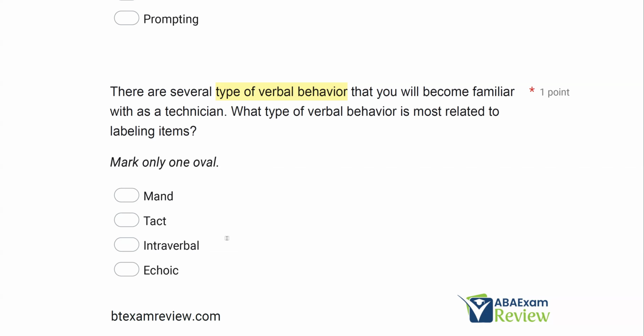And so the more familiar you are with just the practice as a whole, the better off you're going to be. And so if you've never heard these words, don't panic. It's just a teaching question. And so if we're talking about verbal behavior related to labeling items, what are we talking about? Well, a mand is a request. That's like asking somebody to do something or asking for something. A tact is a label. That's what we're talking about here. We're talking about tacts. An intraverbal is simply conversation or answering questions. And then echoics are copying whatever is said. And so the type of behavior related to labeling is going to be a tact.